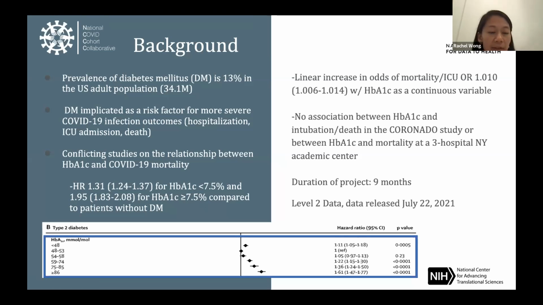This other study, again from the UK databases, showed, if you look below, I don't know if you can see my mouse, this U-shaped curve with increasing hemoglobin A1C. So from this, it looks like the higher your sugars are chronically, the worse outcomes you have, the greater the likelihood of death from COVID. And other studies have shown linear increases.